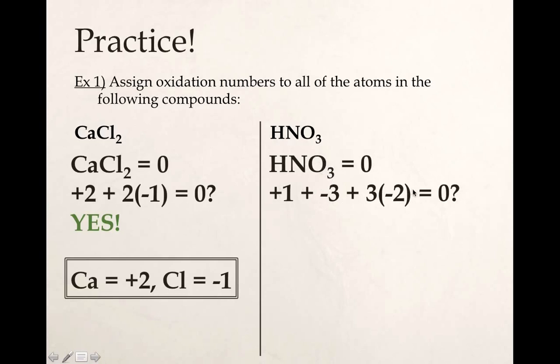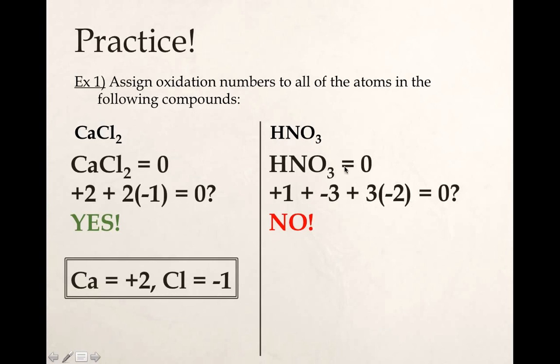Okay, so now when you add this up, do you get 0? 1 minus 3 is -2. Minus 6 is -8. So it is not equal to 0. So what are we going to do? Well, remember that hydrogen and oxygen are always equal to +1 and -2 unless it's a peroxide or a hydride, which this is not.